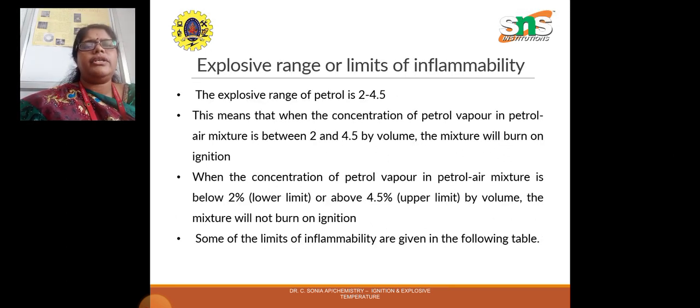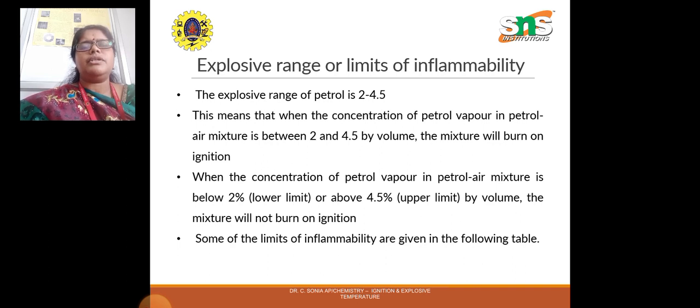The explosive range of petrol is 2 to 4.5. This means that when the concentration of petrol vapor in the petrol-air mixture is between 2 and 4.5 by volume, the mixture will burn on ignition. When the concentration of the petrol vapor in the petrol-air mixture is below 2%, that is the lower limit, or above 4.5%, the upper limit, by volume, the mixture will not burn on ignition.